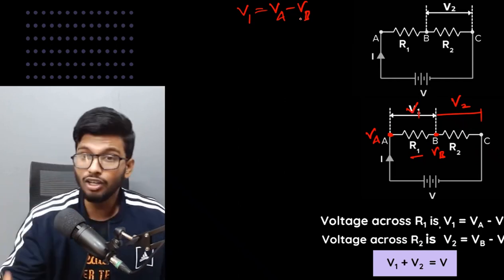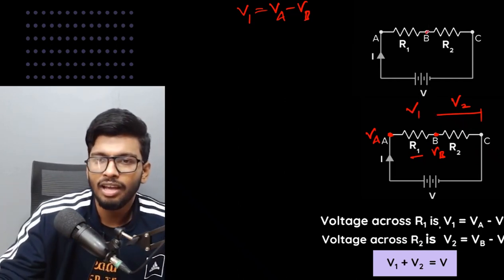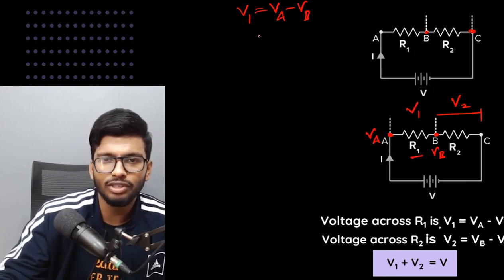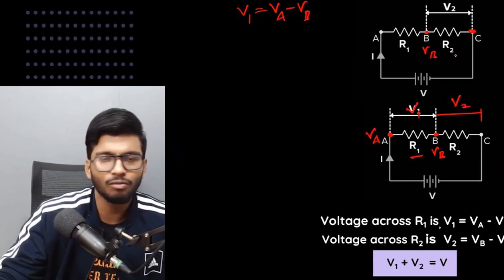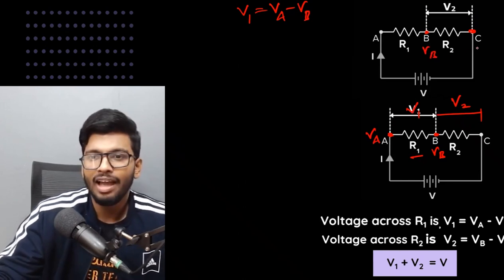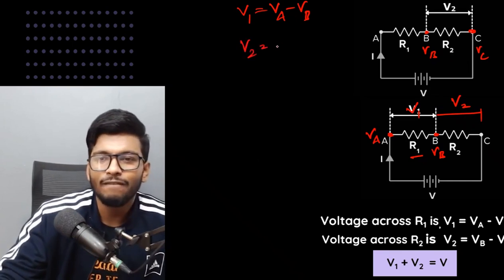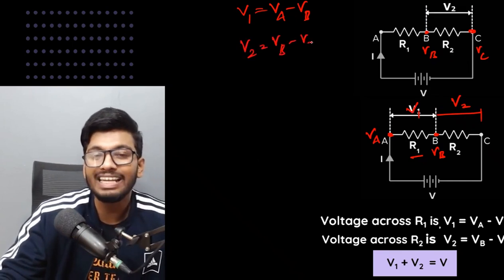Now, if you take R2 as the resistor, here R2 is connected to 2 points, B and C. If you take VB as the voltage at B, and VC as the voltage at C, what is V2 equal to then? V2 will be equal to VB minus VC.